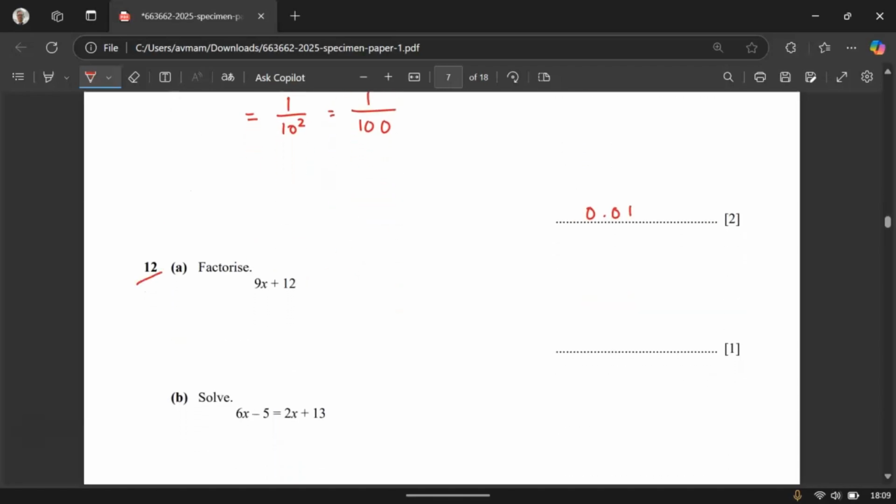Question number 12. A says factorize 9x plus 12. Let us take out the highest common factor. For 9x and 12, the highest common factor is 3. And then 9x divided by 3 is 3x. 12 divided by 3 is plus 4. So there is your answer, 3 times 3x plus 4.